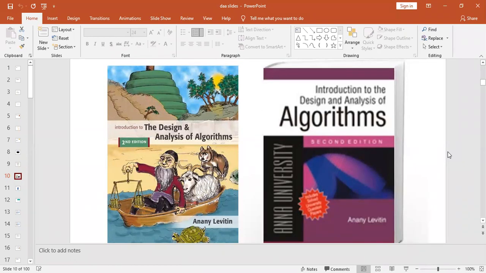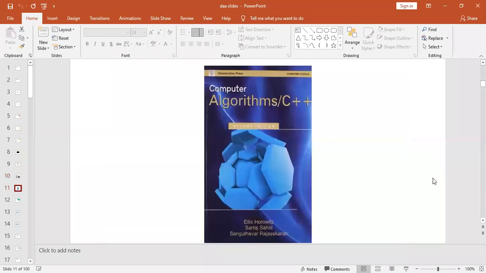Prepare this book for your course. Okay, see the book; the author is Anany Levitin. Understood? Apart from that, you have another book also: Computer Algorithms using C++, by Ellis Horowitz and Sartaj Sahni.